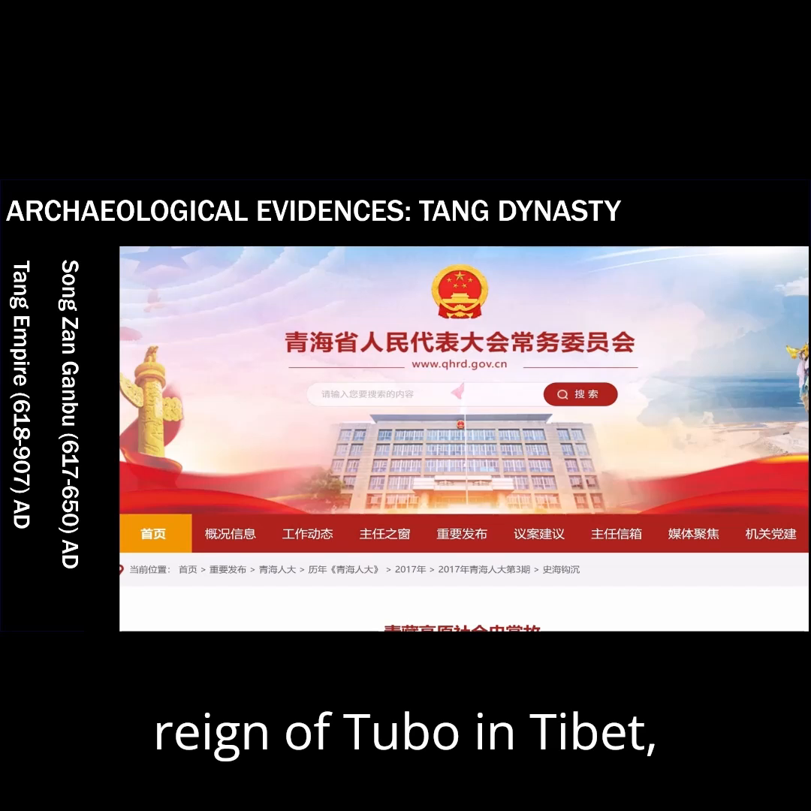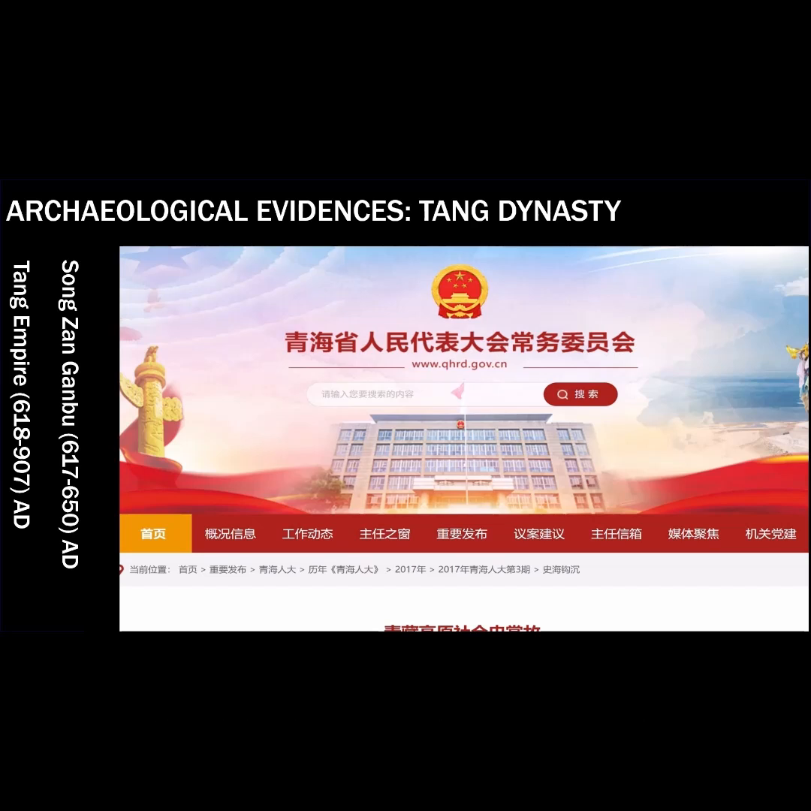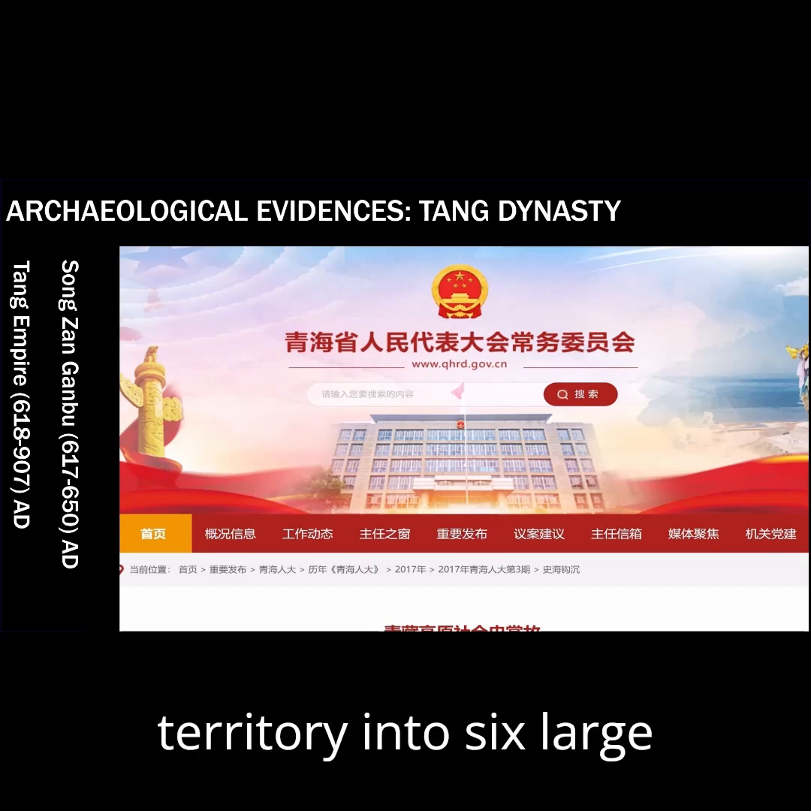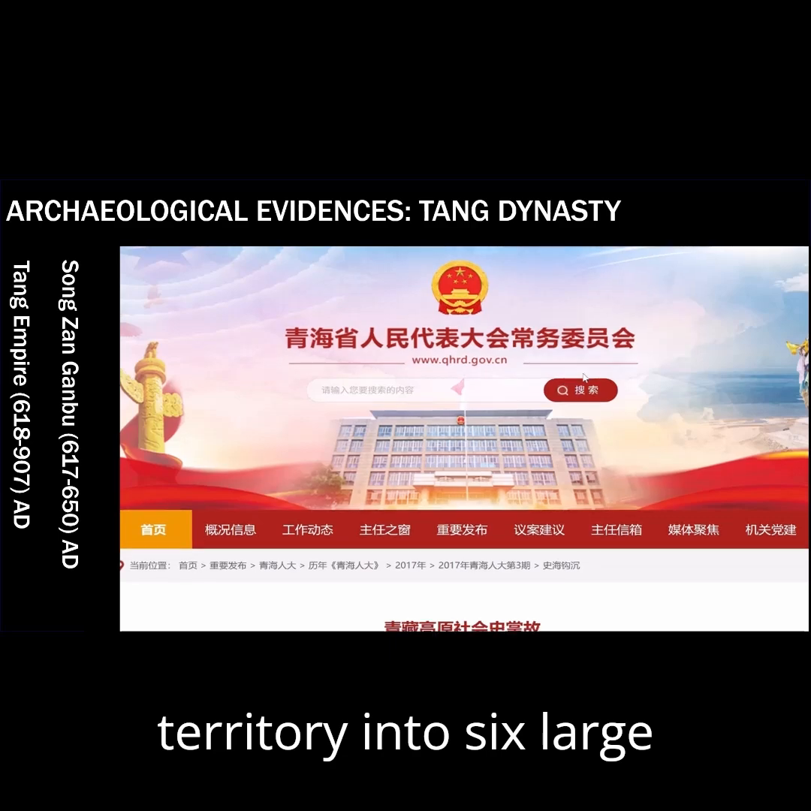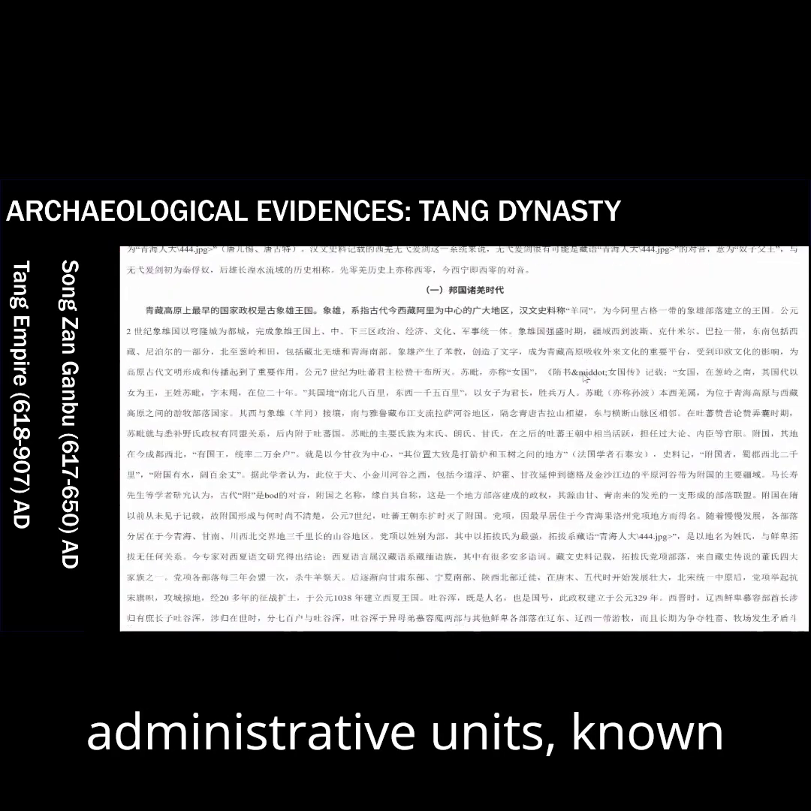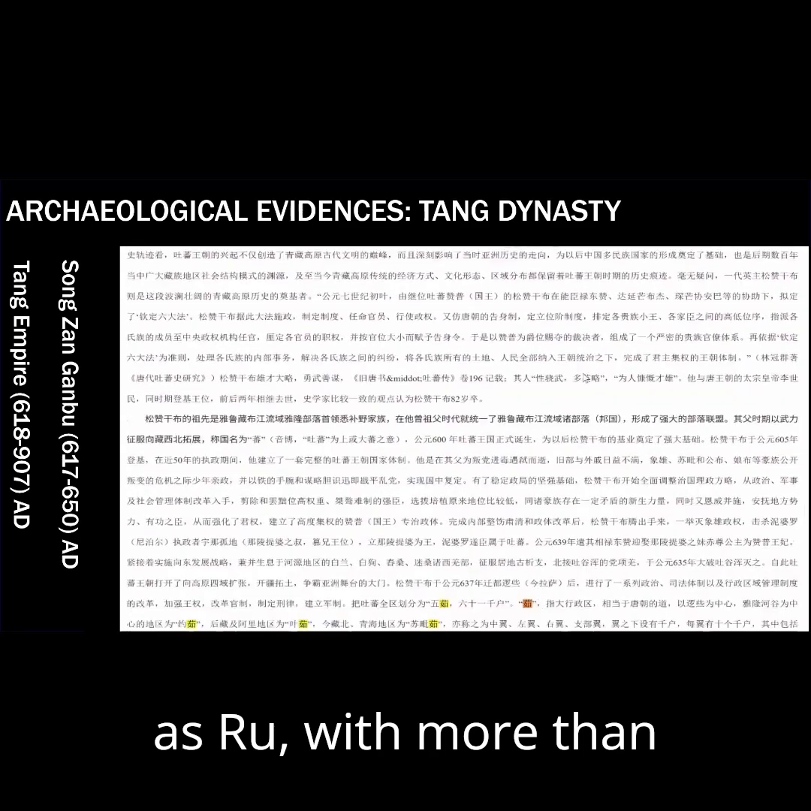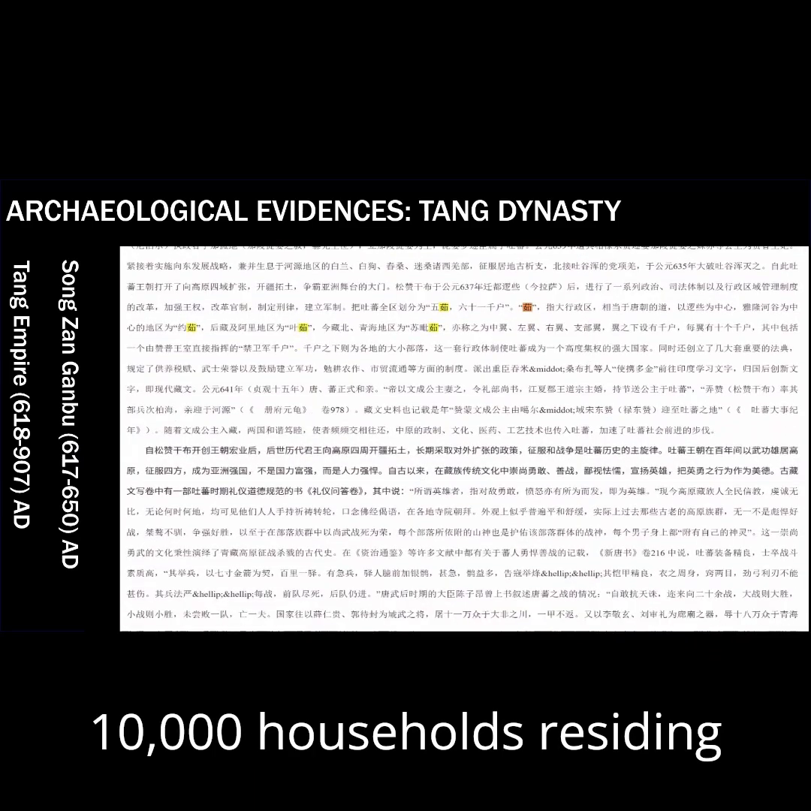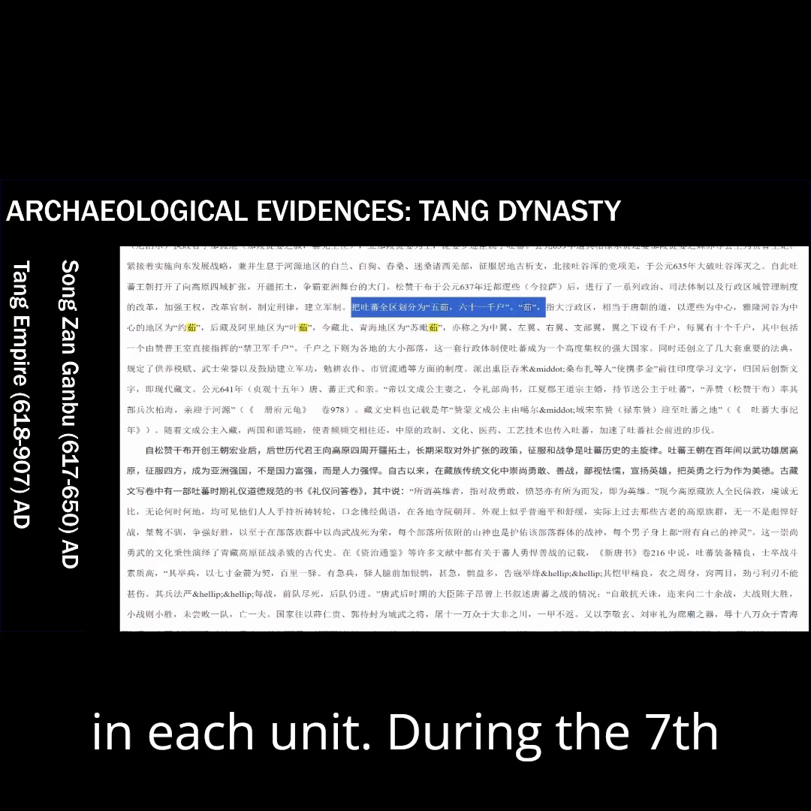During the reign of Thupo in Tibet, the Sanfu divided the entire territory into 6 large administrative units, known as Ru, with more than 10,000 households residing in each unit.